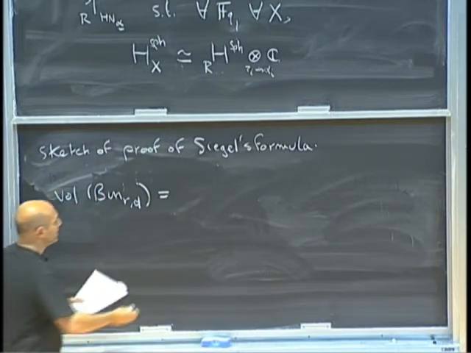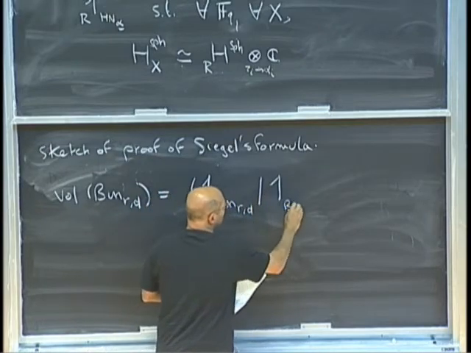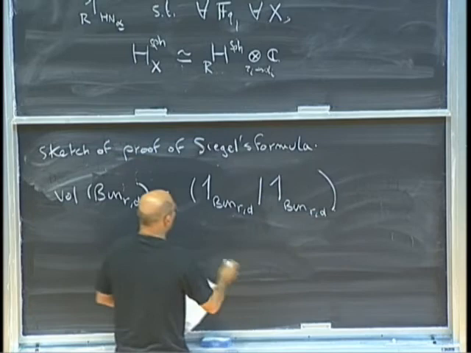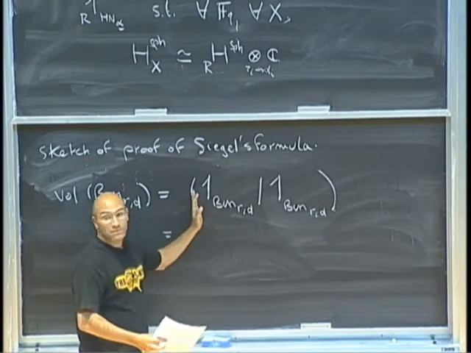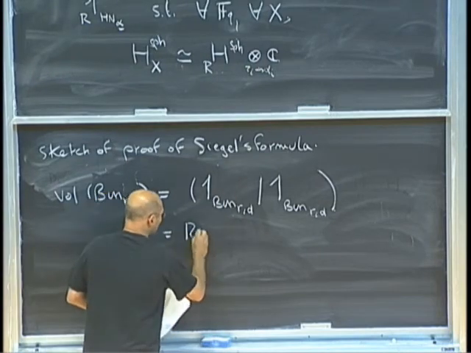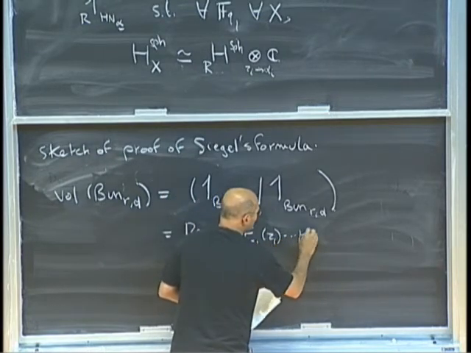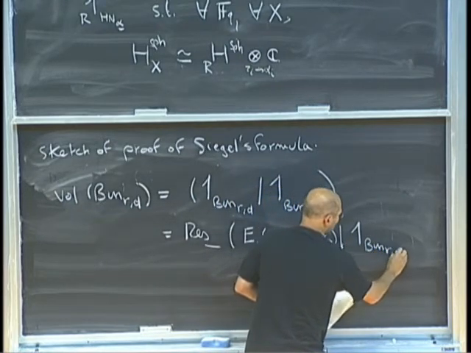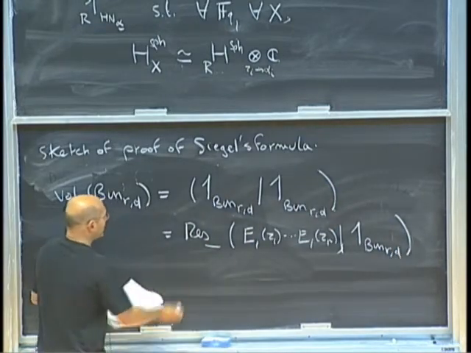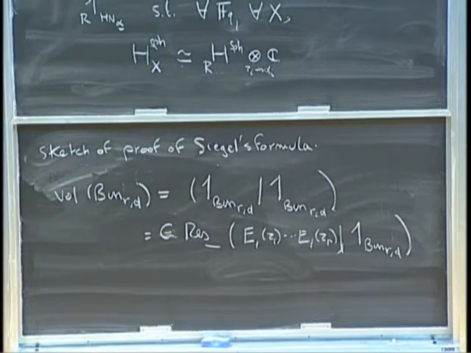By definition, it's the pairing of the characteristic function of Bun_{R,D} with itself. But now we use this fact that we can construct Bun_{R,D} as a residue of a big Eisenstein series. And so this is a certain residue of E(1, Z_1) ... E(1, Z_R) against 1_{Bun_{R,D}}, times this constant C here. All right, let's say this big thing is the constant C.